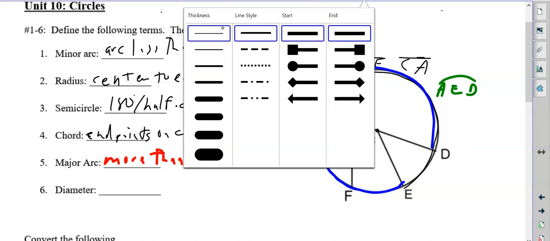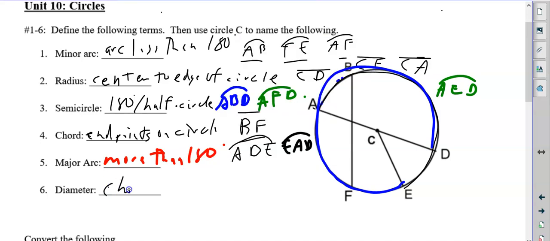Diameter is a chord through the center. Okay, so notice how A and D are endpoints on the circle. AD, right? AD is a line segment connecting points on the edge of a circle that also goes through the center C.